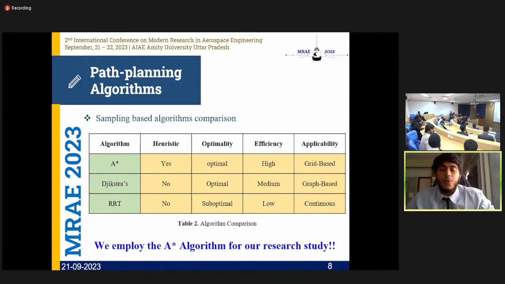Citing this, we have employed the A star algorithm for our research study, and also we feel that it has a simple structure, wide applicability, is easy to use, and one very important point is that it has really good time complexity. What this basically means is it makes the algorithm more reactive than commanding, which is ideal for path planning in terms of robotics or in this case UAVs.